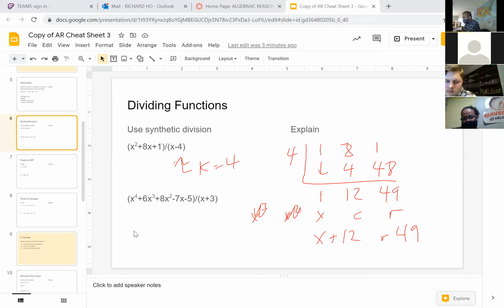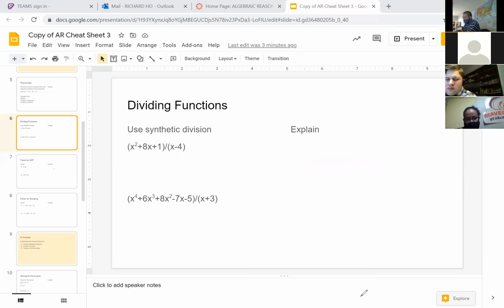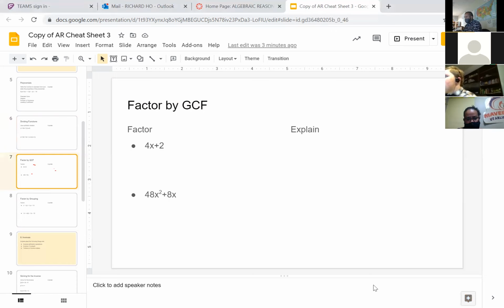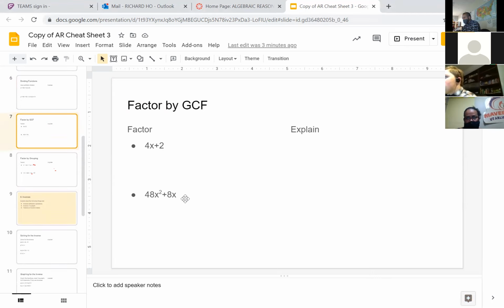That is synthetic division. In this one, the k is going to be -3. I need to clear this. Okay, factoring by greatest common factor. You can take a 2 out of both of these. You can take an 8x out of both of these, and then you'll rewrite it.